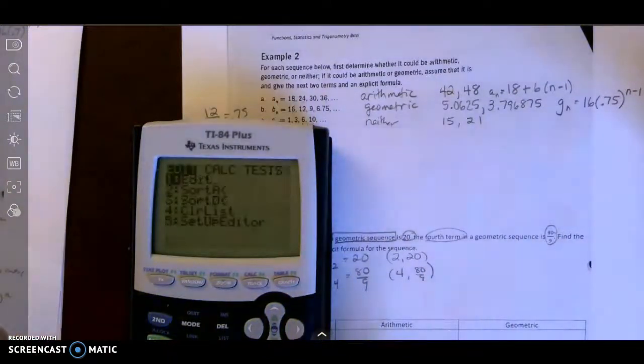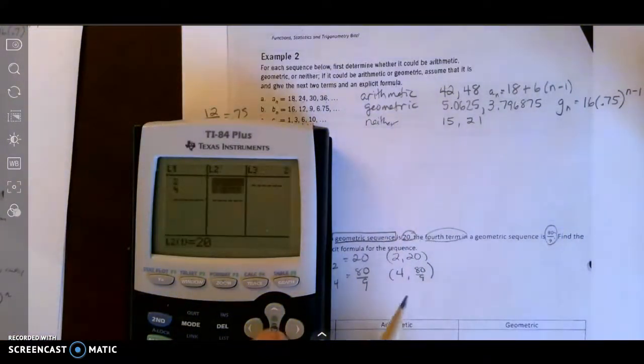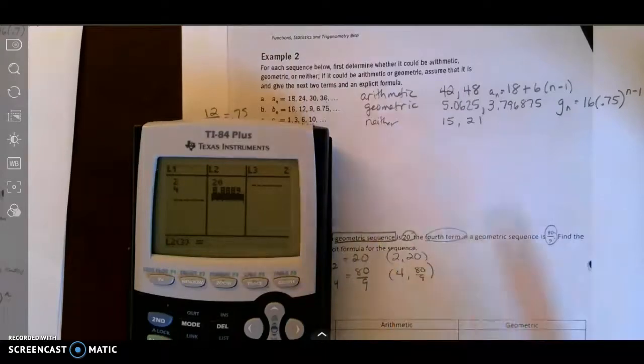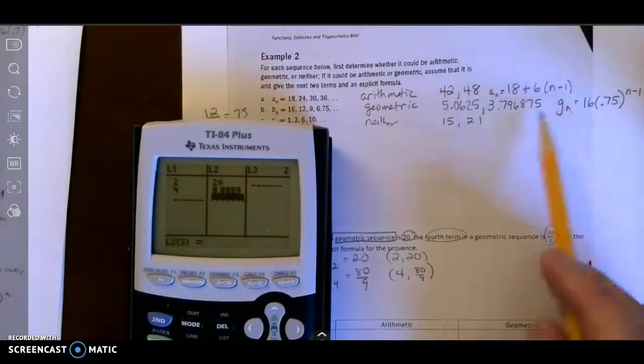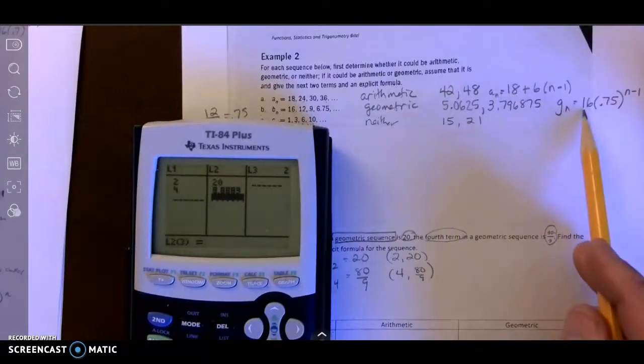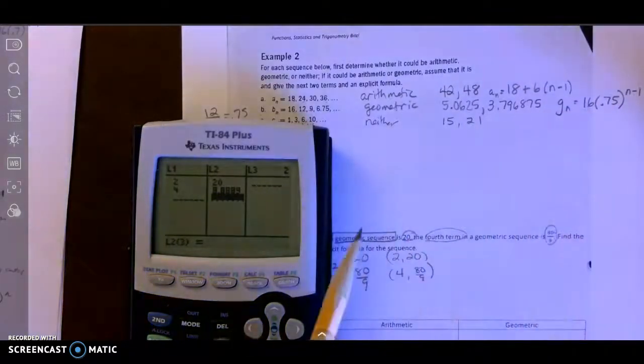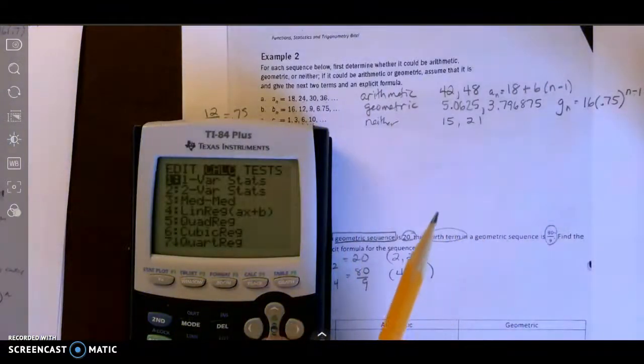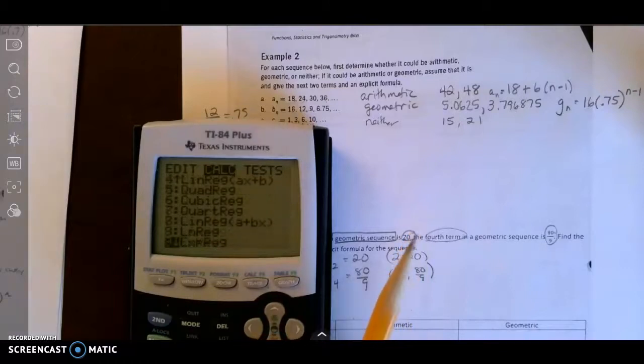I'm going to go to Stat and Edit. And I already put this in, 80/9. I converted it to that. I put those ordered pairs in, and because it's geometric, that means it's going to be exponential, because you know how up here geometric sequences have a starting term, common ratio to the nth power. This is exponential. So I'm going to go to Stat and Calc, and I'm going to go down to exponential regression.